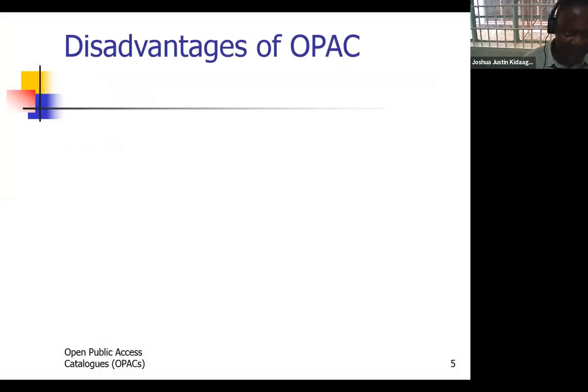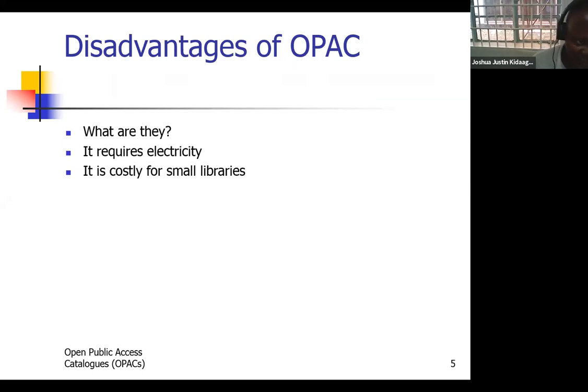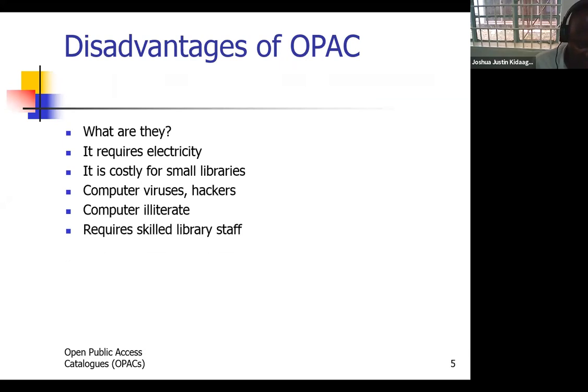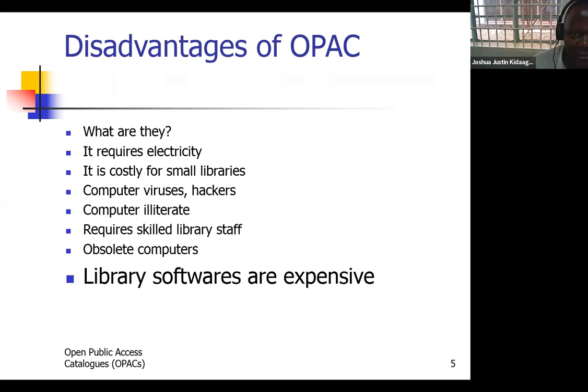So in case I've left out, I said it requires electricity, it is costly for small libraries, computer viruses, hackers, and library users who are not computer literate won't be able to use it. And of course, we must have skilled library staff. Computers get old, so you need to replace them. It will become costly. And also, the library softwares in the market are expensive. So those are the disadvantages of OPAC.